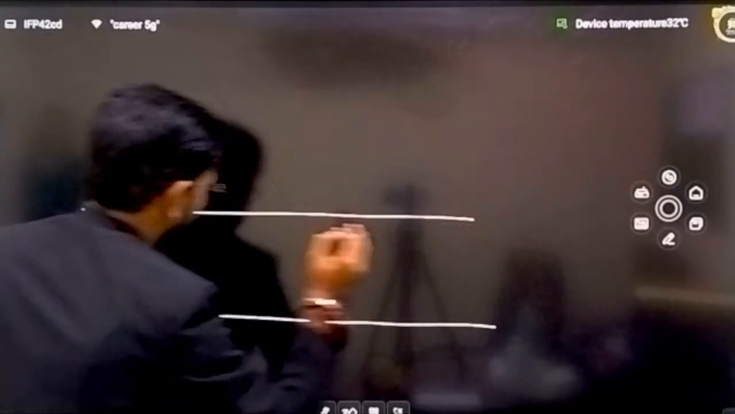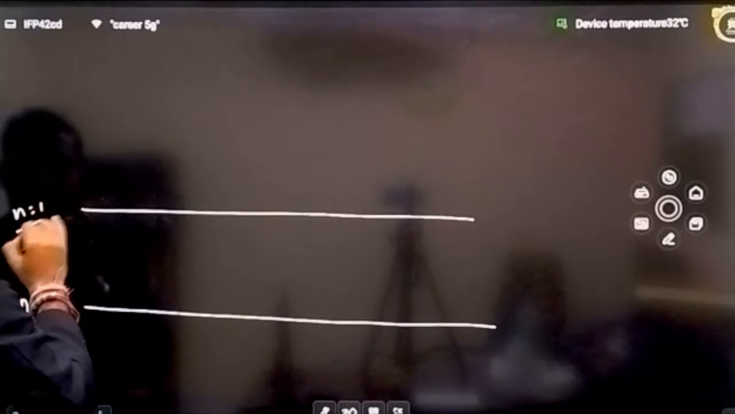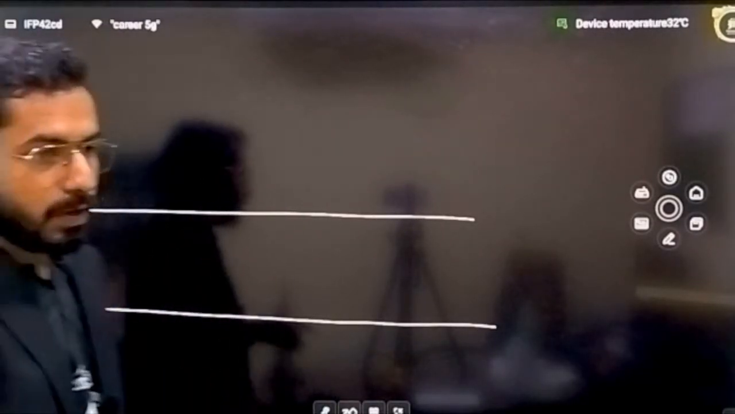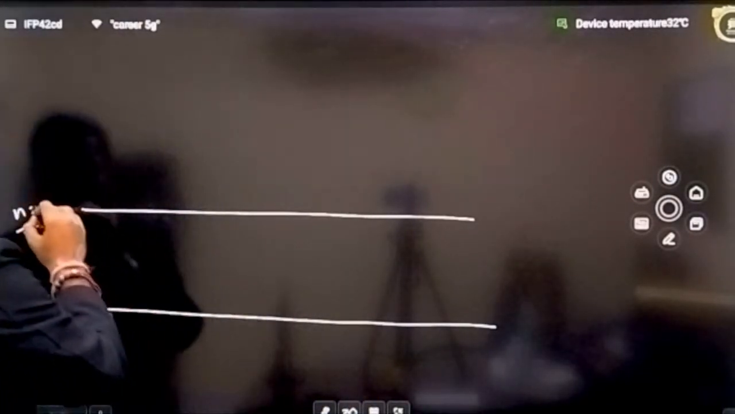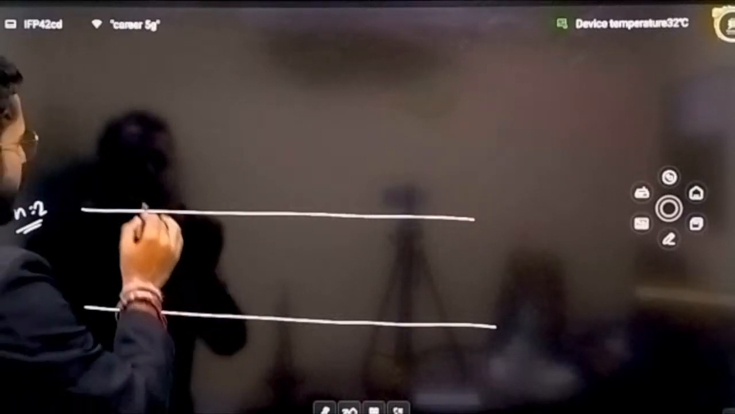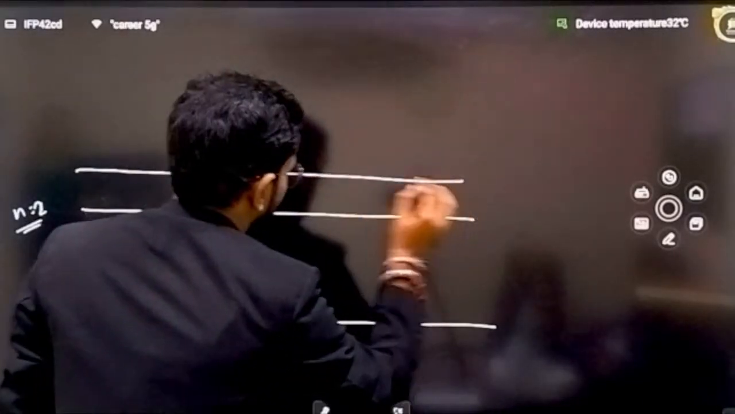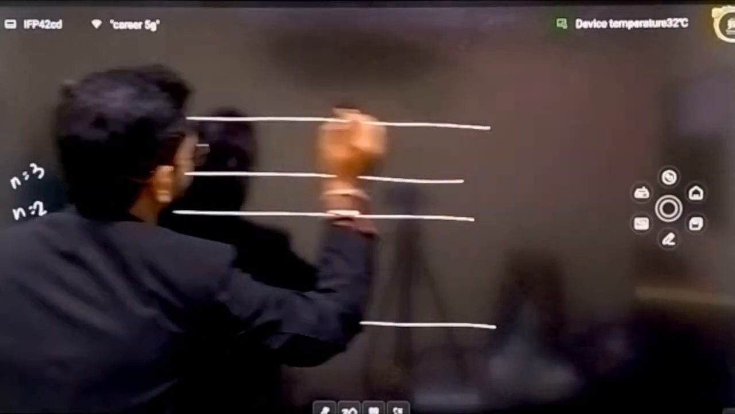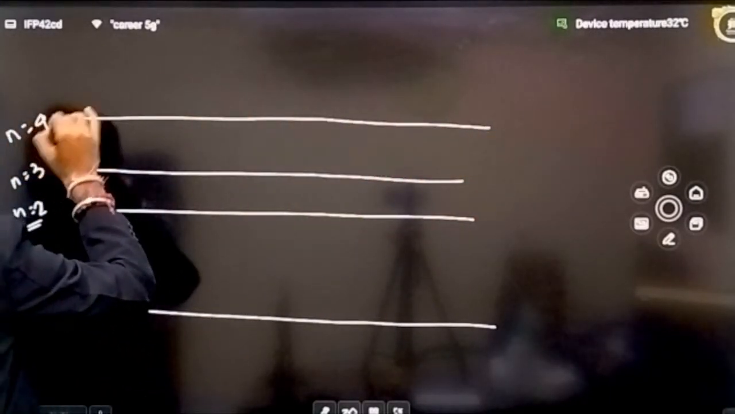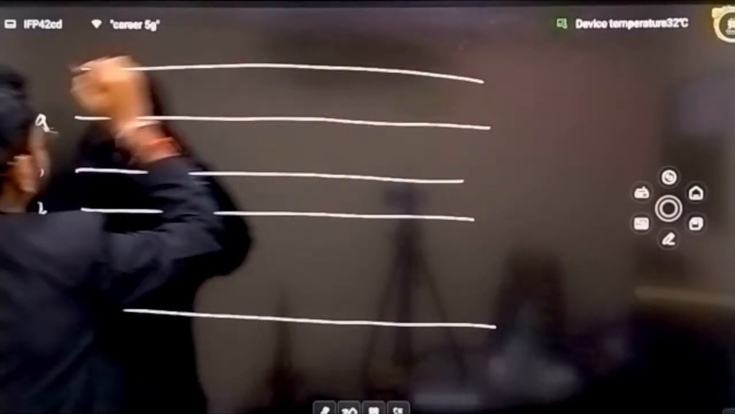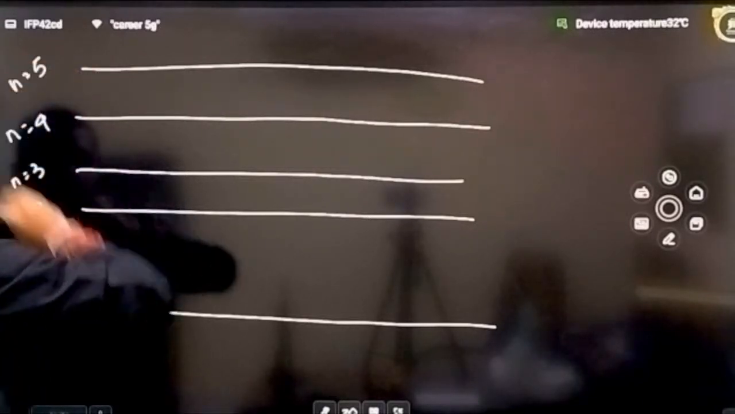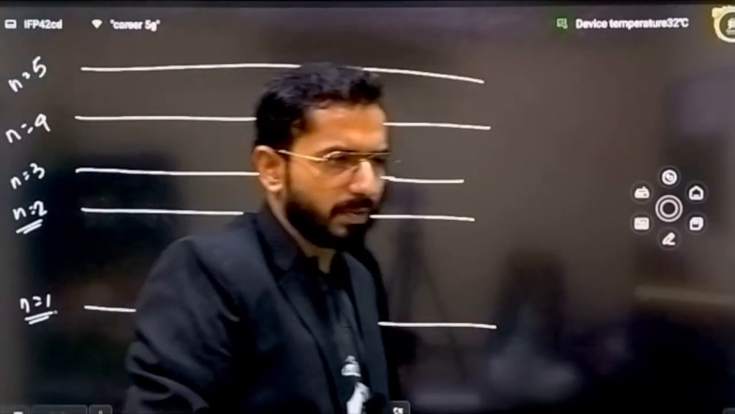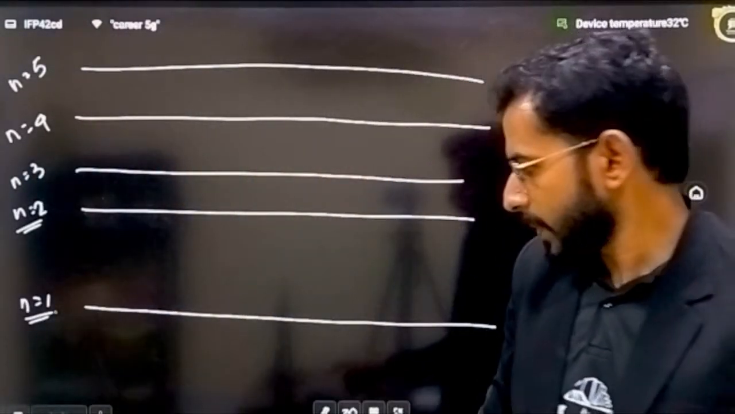Second one is n equals 2, and it is called the first excited state. First excited state means n equals 2. Then you will have n equals 3, second excited state. Then you will have n equals 4, next excited state. Then you will have n equals 5, next excited state. This way energy levels are there, and already we have defined the energy of all these levels.